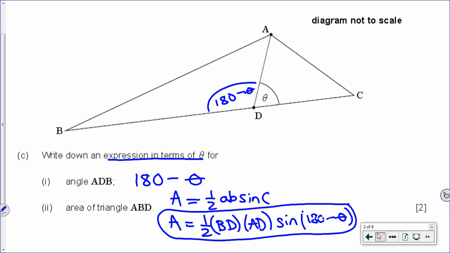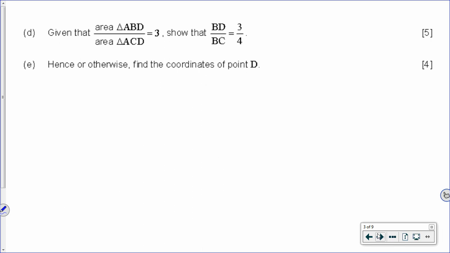Each of those was only worth 1 point. But now we're given this ratio. The area of the triangle on the left over the area of the triangle on the right is equal to 3. Show that BD over BC equals 3/4. This is all ratios. We don't actually care about the areas. We should not be trying to calculate them using our vector information from the beginning of the question. It's just too complicated, and it's not necessary.